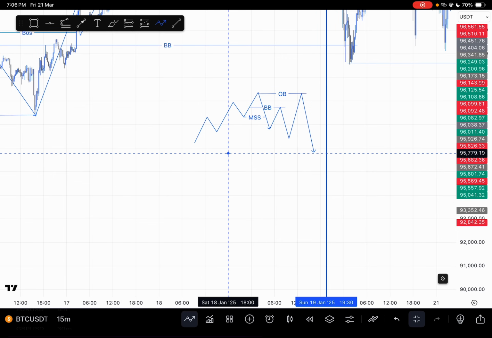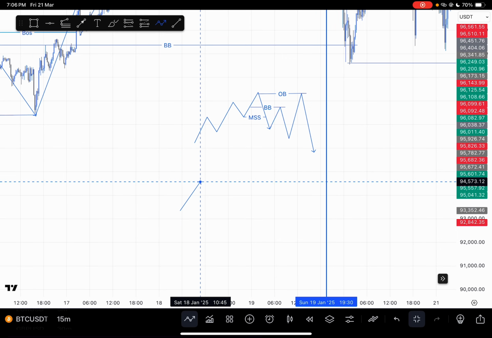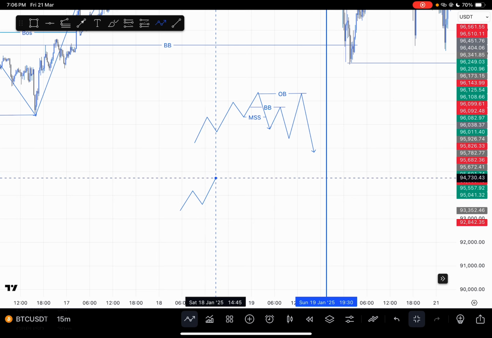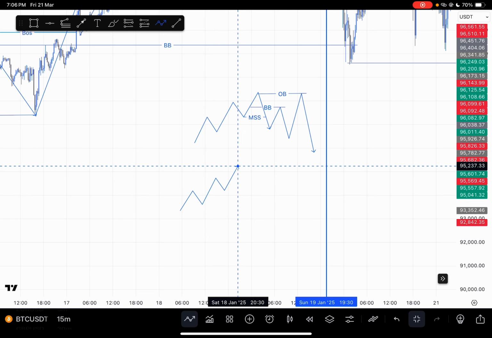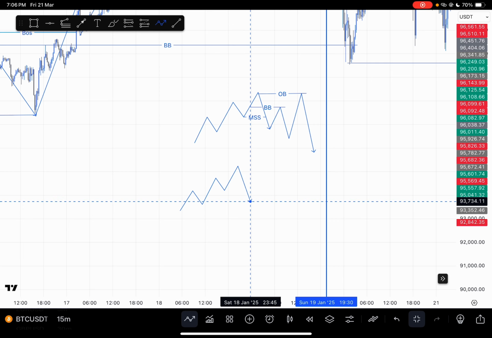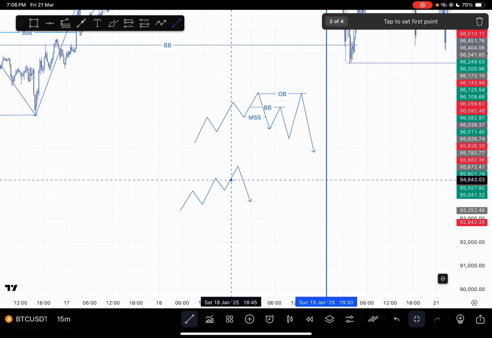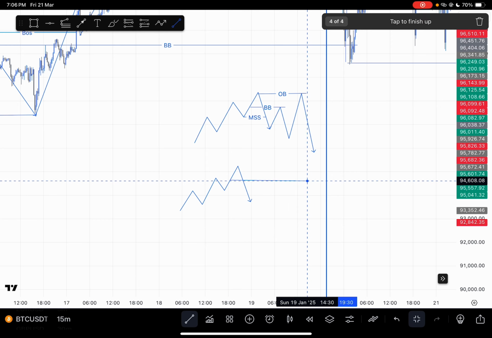Then in the same scenario, if price is in a trend and there's a market structure shift, and at this point there's only a breaker block, there's only a breaker block at this region here.